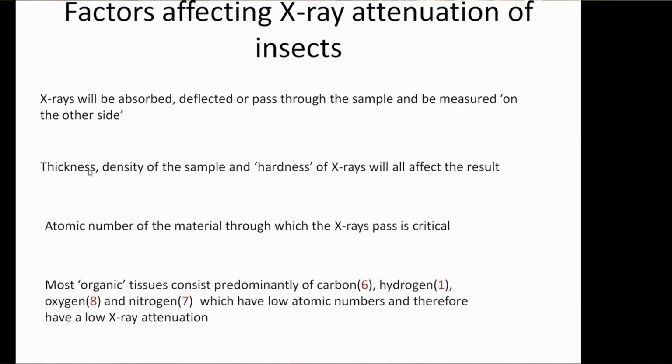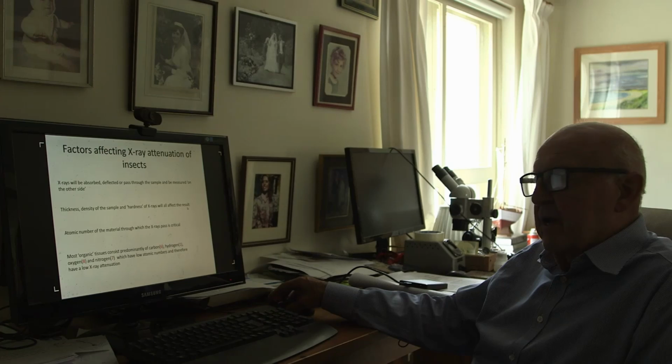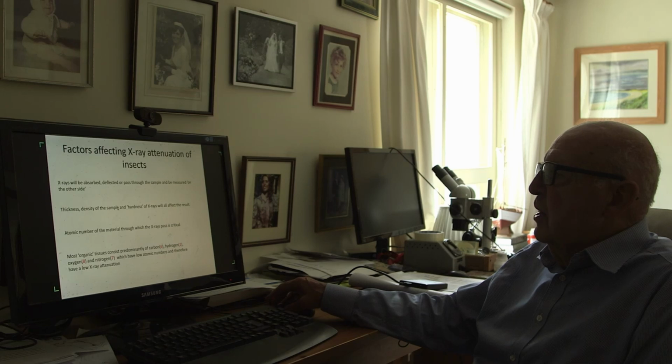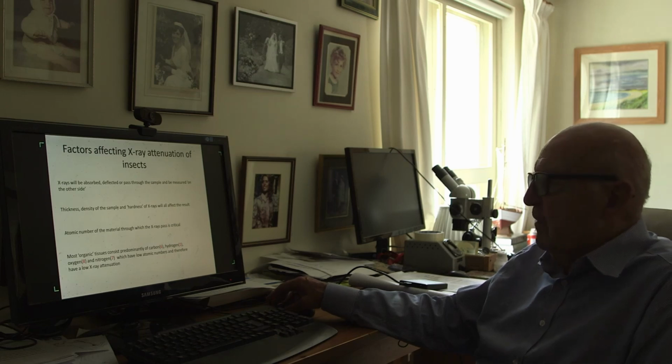Now, the sample is affected by how thick it is and how dense it is, but also the so-called hardness of the X-rays. For instance, in clinical practice, if you're looking at mammography and you're looking for very fine calcification in the female breast, you need to have very low, soft X-rays.